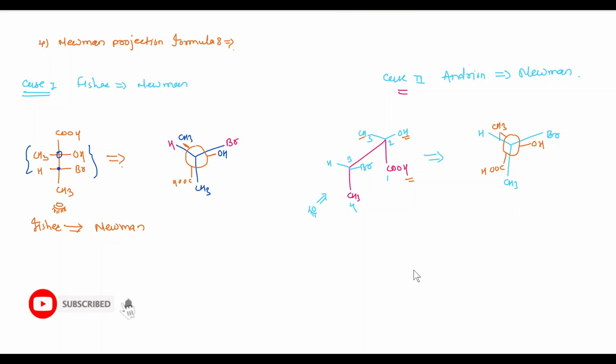This is all about the conversion of two-dimensional structure into three-dimensional structure. That means conversion of two-dimensional structure into the dotted line wedge formula, dotted line wedge formula into the Fischer projection formula, Fischer projection formula into the anterior formula, and anterior formula into the Newman projection formula. We can also write the structure representation in the reverse order, and we can do that as a home assignment.